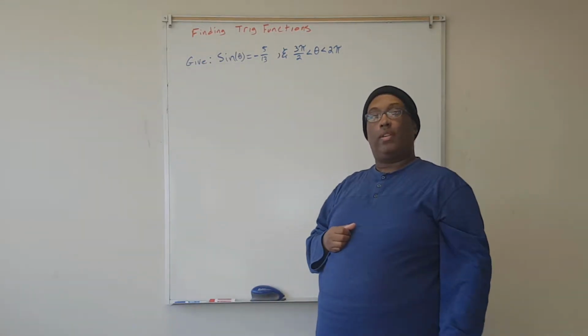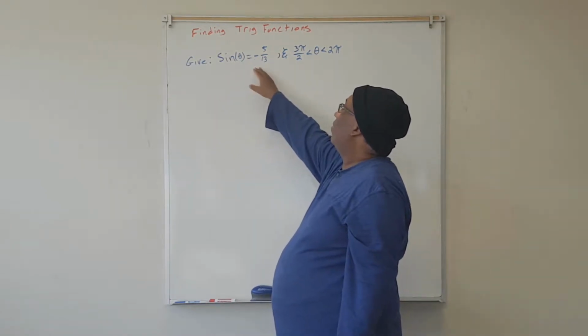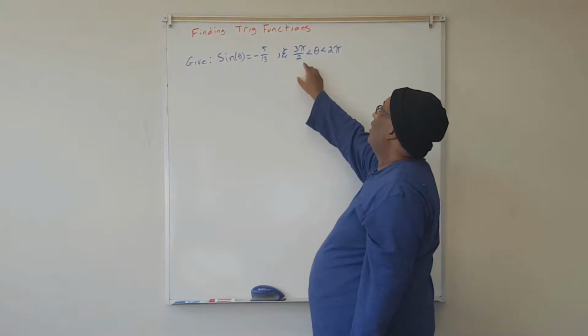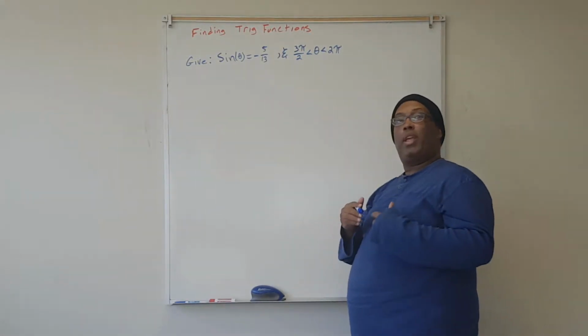So let's get started. We have given sine theta equals negative 5/13 and theta is between 3 pi over 2 and 2 pi. So let's make a triangle.